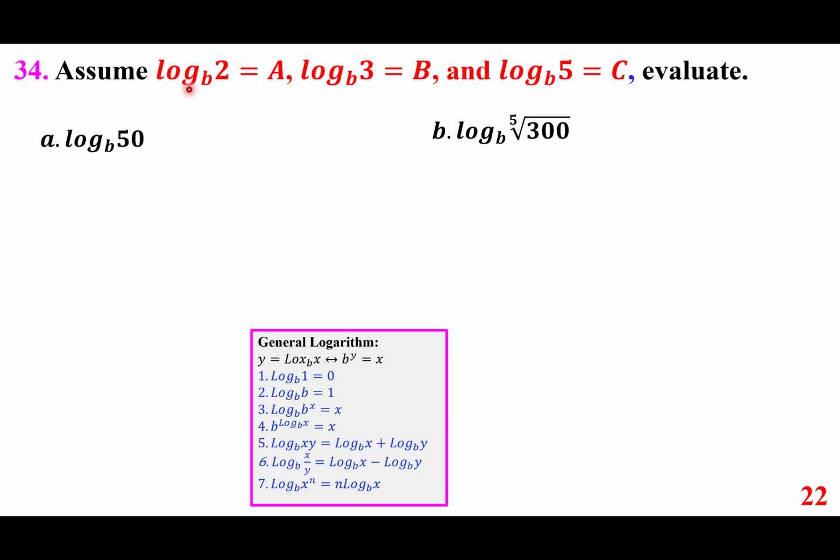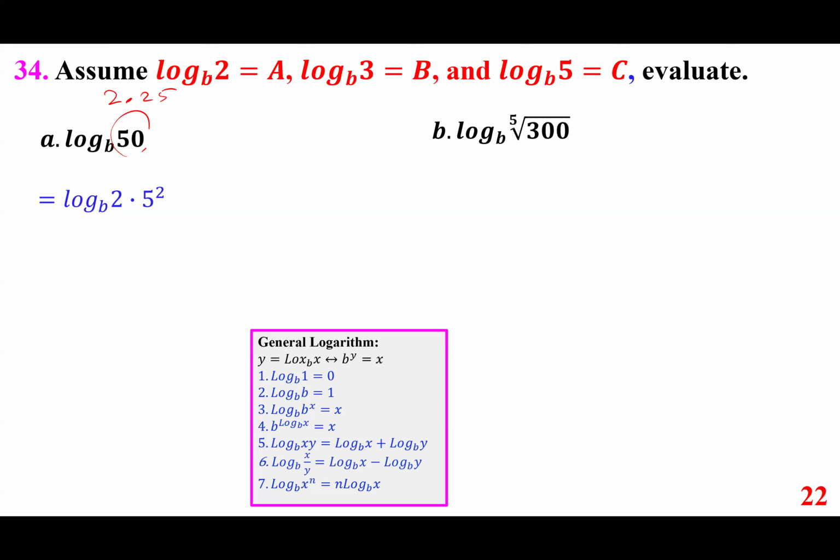Assume log base b of 2 is a, log base b of 3 is b, log base b of 5 is c, and we want to evaluate those accordingly. That means you have to cut them into factored format such that they involve 2, 3, and 5 and nothing else. You may recognize this as 2 times 25, which is 5 squared.